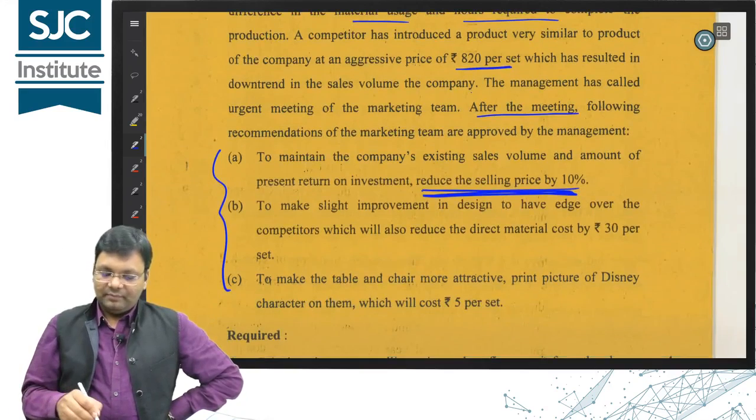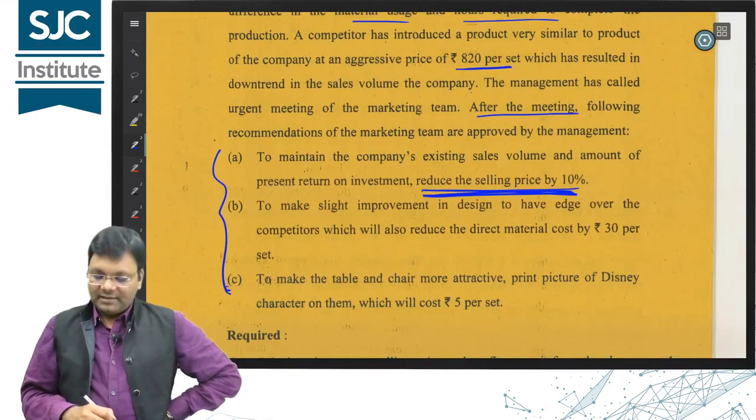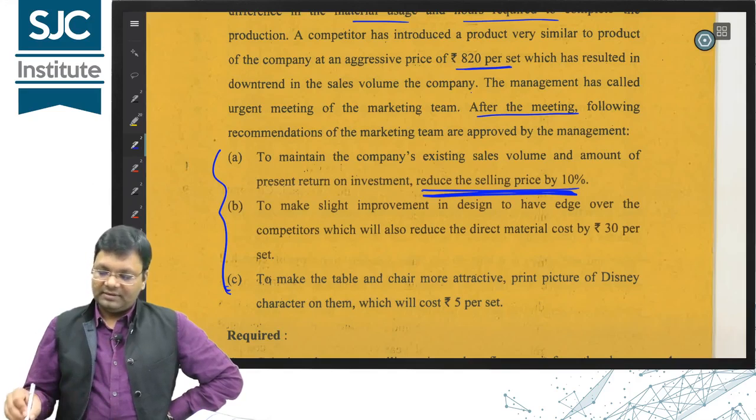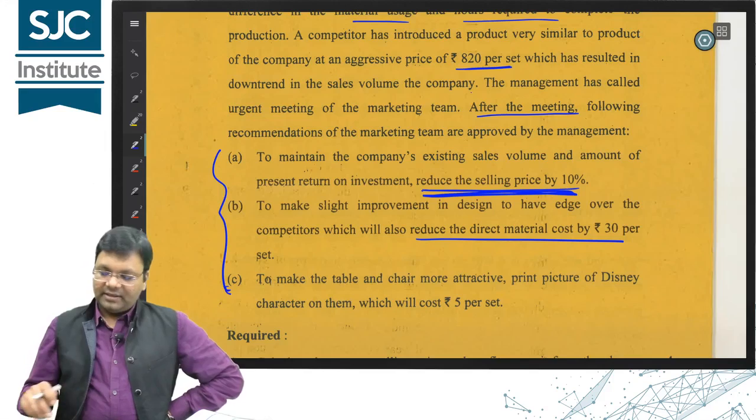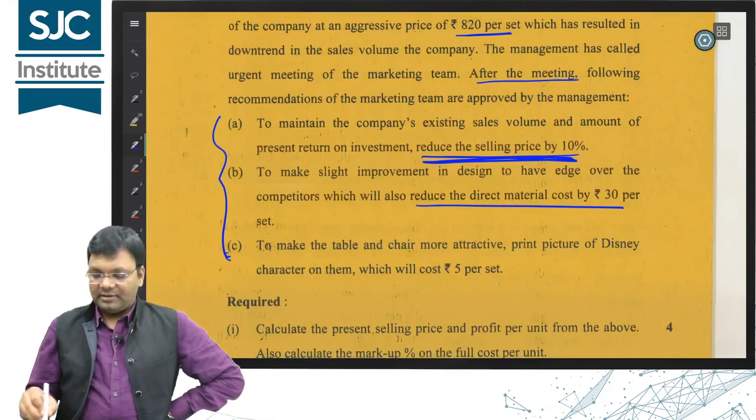Next, to make slight improvement in design to have edge over the competitors, which will also reduce material cost by 30%. So there is new change in the design which will reduce our material cost by 30, and to make the table and chair more attractive, print picture of Disney character on them, which will cost rupees 5%.